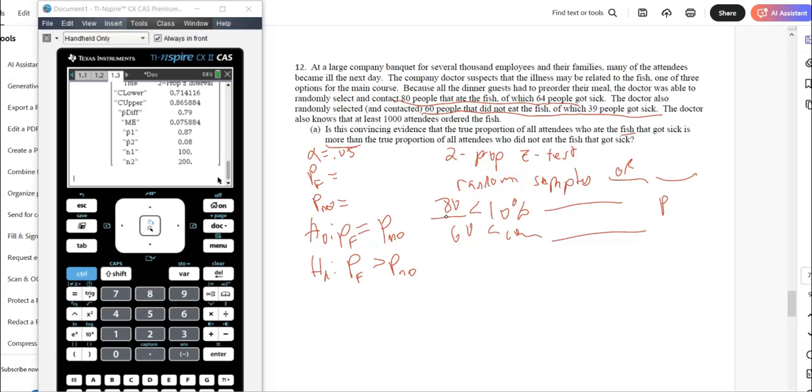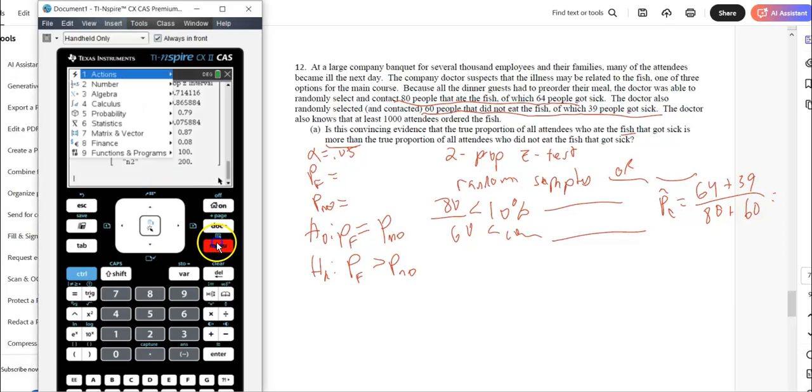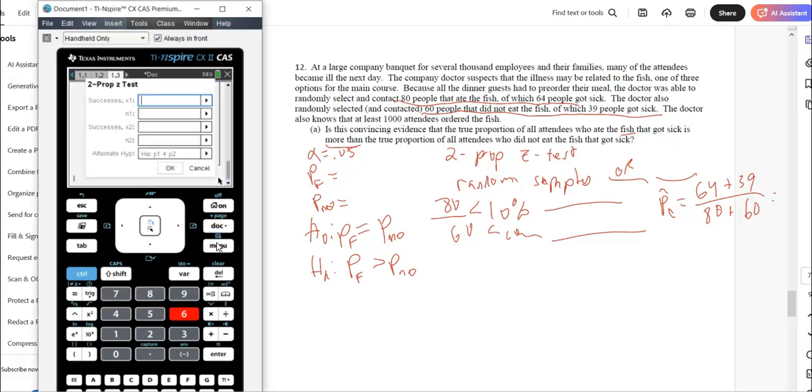So it's the p hat c. You're going to add up the number of successes. So 64 out of 80 plus 39 out of 60. And you get your p hat combined. And then you can use that to check the condition. So sometimes I do this. Sometimes I go mini 676 here.